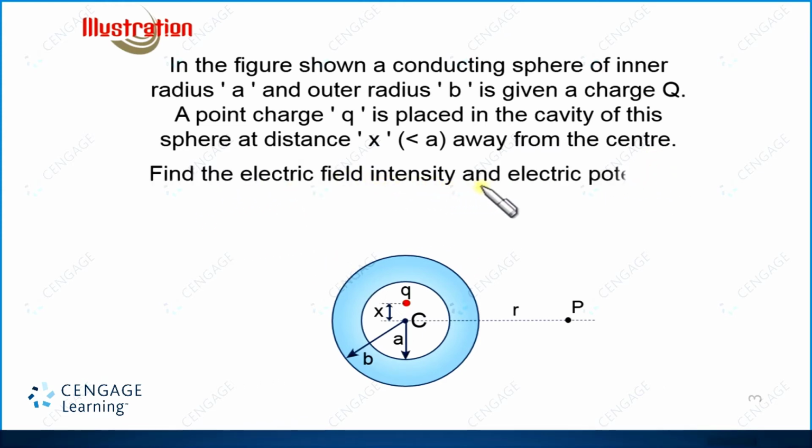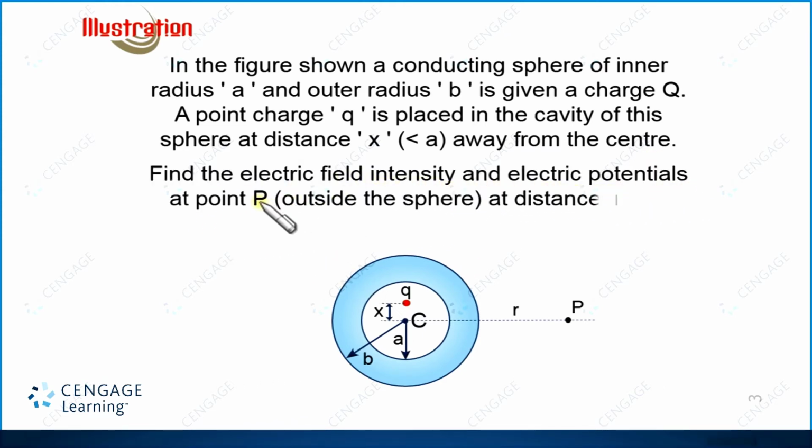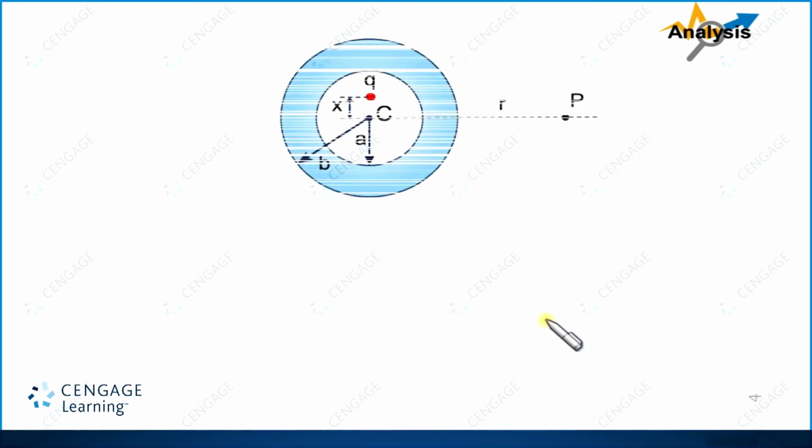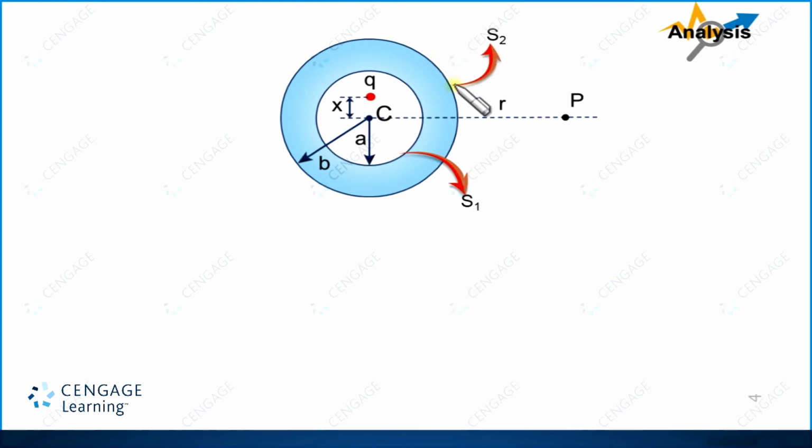Find the electric field intensity and potential at point P outside the sphere. You can observe here in this diagram the distance of point P from the center of the cavity is small r. Okay, and we need to also find the electric potential at point C. C is the center of the cavity. This is the diagram. Let us call the inner surface S1, outer surface S2.